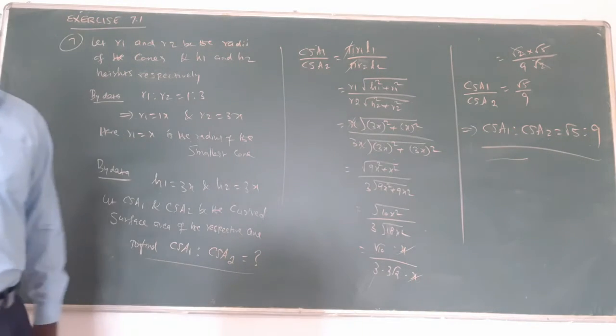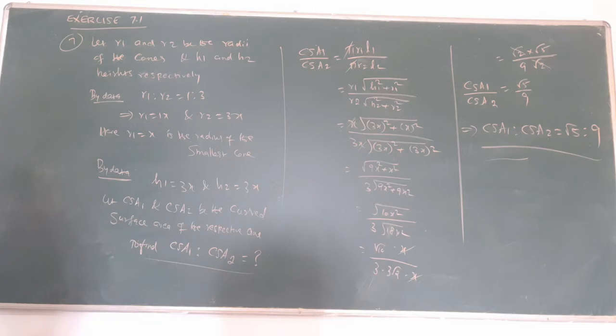Ratio only is asked. The CSA is formed by R L. The first surface area means R1 L1, and CSA2, the second surface area, is R2 L2. Substitute the R1 value. L1 is formed as what? Root of H1 square plus R1 square. L2 is what? Root of H2 square plus R2 square. Already our assumption is R1, R2, H1, H2 substitute. After simplification, we get the answer: root 5 ratio 9 only is the answer.